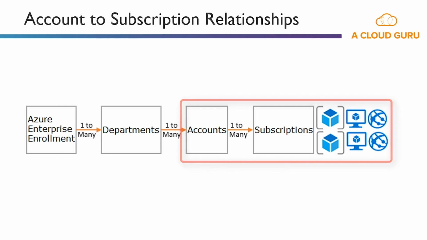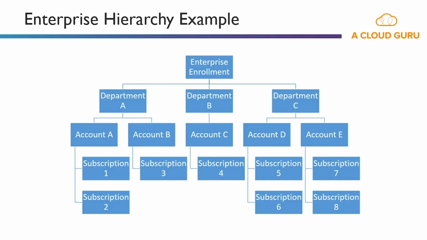Those are some of the reasons that you would add a new subscription. If we look at the enterprise hierarchy example in a little bit more detail, here's what it might look like. We have our enterprise enrollment, we have departments A, B, and C. Maybe this is finance, HR, maybe IT is a general department as well inside of our EA. And then I can have sub-accounts. Maybe I have them for dev, for test, and then within there, I have various subscriptions that I want to manage and put resources in.